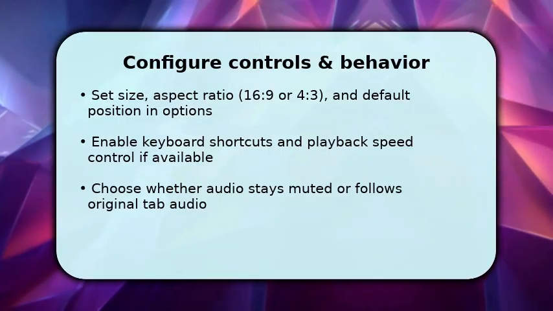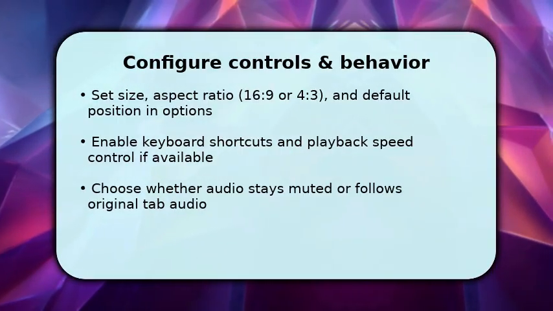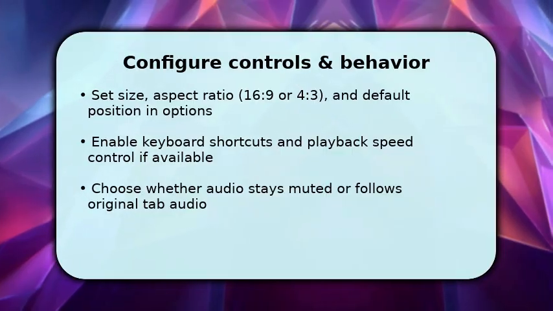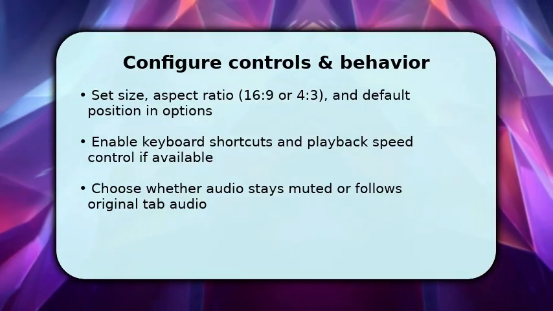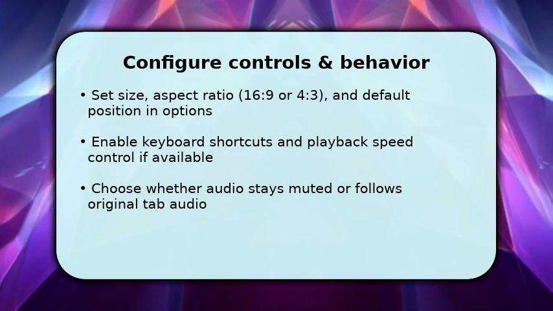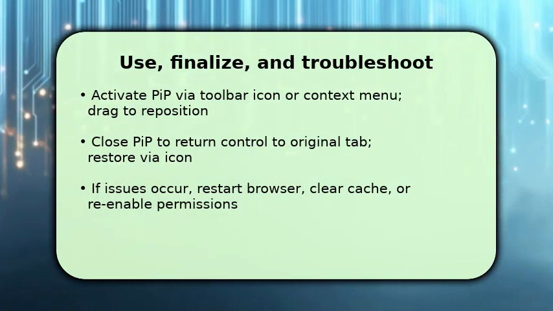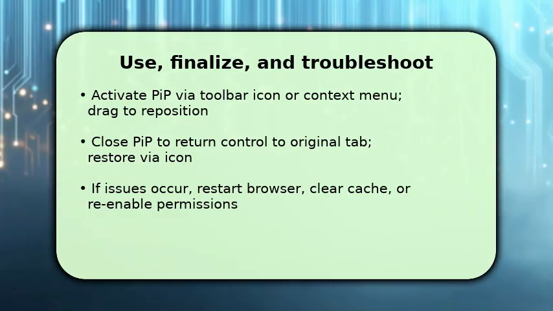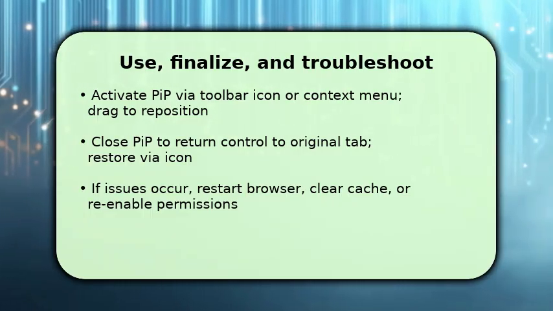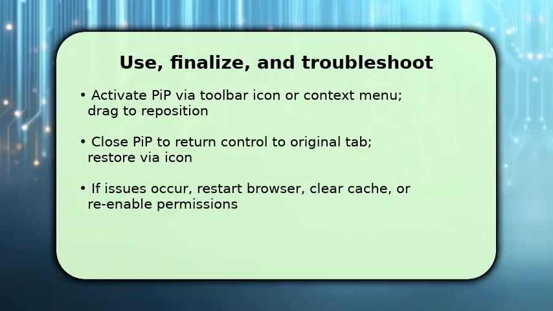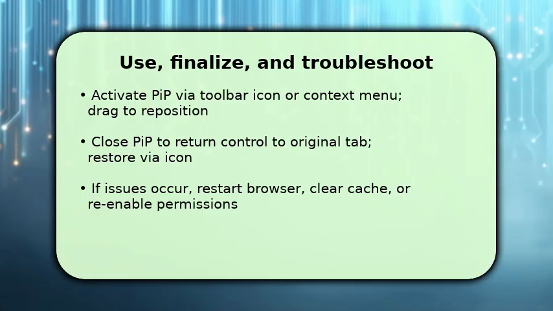This prevents dual audio. Once configured, test with multiple sites to ensure consistent sizing and that shortcuts work across tabs and windows. To finish, use the toolbar icon or right-click menu to launch PiP on any video. Drag and resize the window as needed, and return to the source tab to control full-screen features.